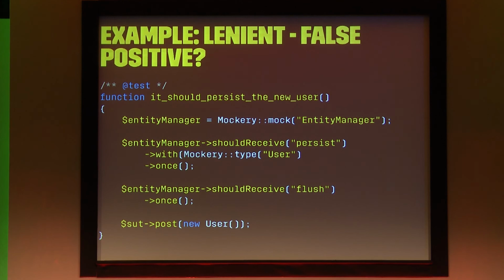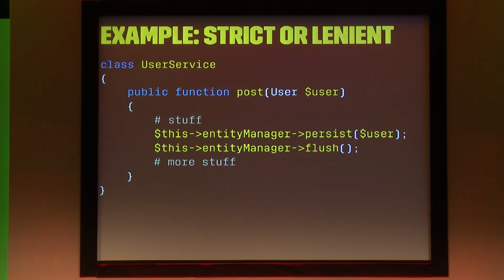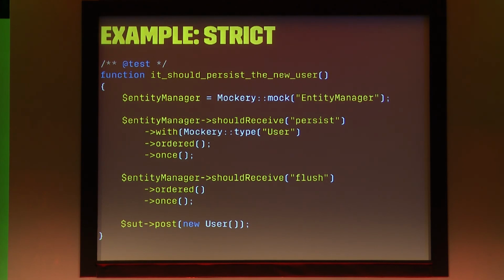Now, with a lenient mock, we're going to specify that we expect both calls within the same test. But we might have a false positive here. It's unlikely to happen, but if we were to switch those persist and flush calls around, we'd have problems, wouldn't we? Because we'd be flushing the unit of work to the database, then adding our user, so it wouldn't actually get added to the database at all. To get around that, we could actually go with a strict mock. It's not something I do very often, but the tooling is there, and you can tell Mockery that you're expecting these calls in a particular order. And if they don't happen in that order, Mockery will throw an exception.